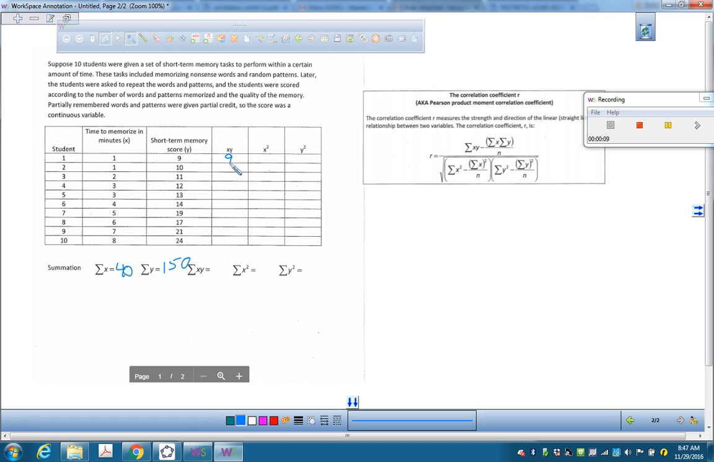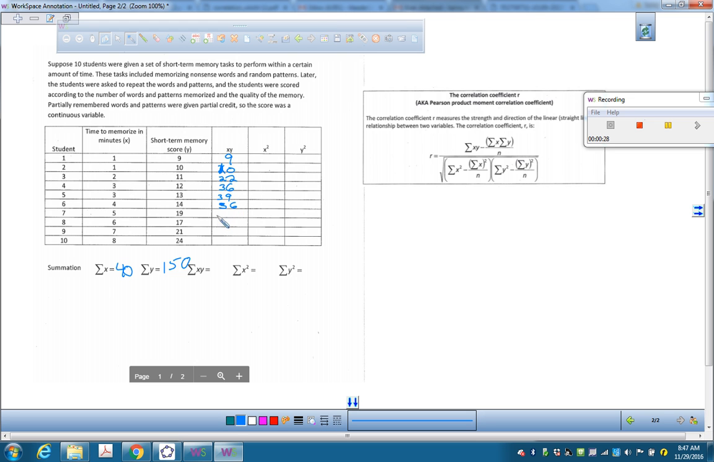So this is 9, this is 20, this is 20. 10. Oh, that's 10. I knew that. Just checking to see who's paying attention. 22. I think that's 36. I think that's 39. I think that is 28, 56.